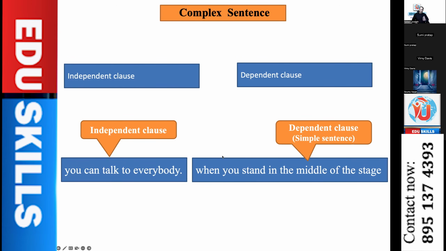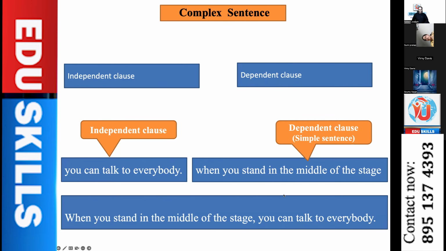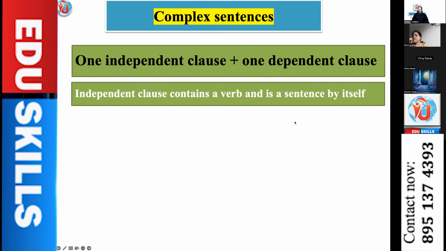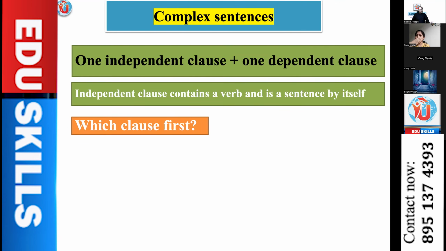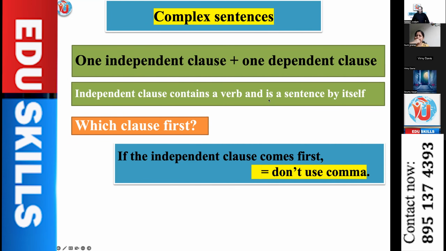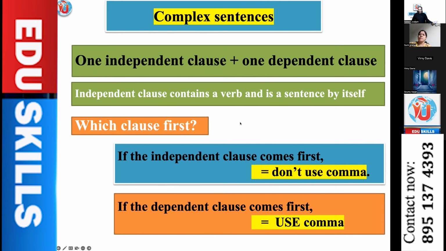See, we are putting the other way about the order. Independent clause first: "You can talk to everybody when you stand in the middle of the stage." Independent clause first, then dependent clause, and in between there is no comma. This is the other order. One independent clause, one dependent clause. I am again stressing, giving some more examples. One complex sentence means one independent clause and another dependent clause, with comma or without comma. An independent clause contains a verb and is a sentence by itself. Which clause first? As I said, if the independent clause comes first, don't use a comma. If the dependent clause comes first, use a comma.